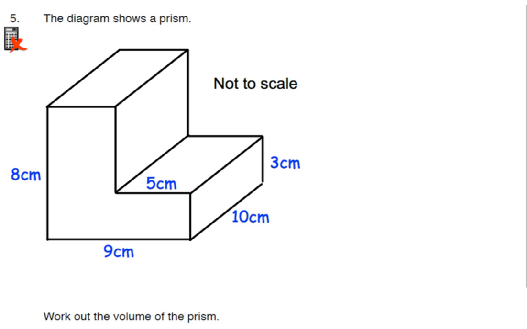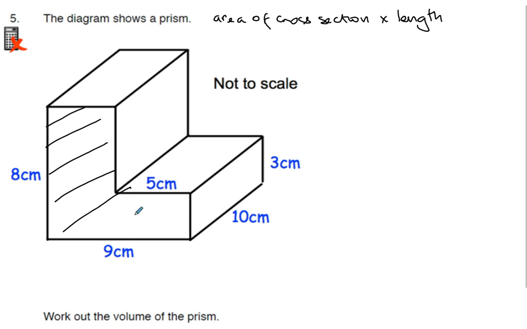Okay, the diagram shows a prism, and work out the volume. So again, we know it's area of cross-section times the length. I'm writing while you look at the shape. This time the cross-section is that bit there. So you can tell it's like a compound shape, so we'll split it into 2 rectangles.